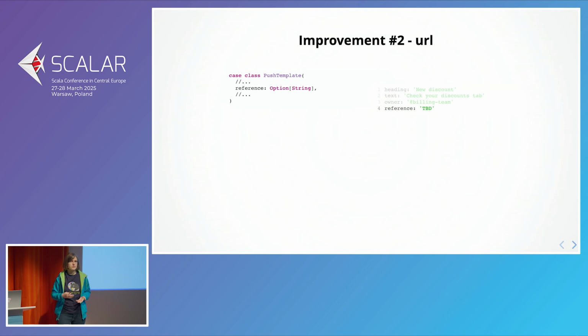So let's see a couple more improvements that we can do with Iron. Let's look at the reference. This is the reference to some kind of documentation, maybe Jira or Confluence. And if we're using plain strings, then we can merge a template like that. So someone, it's to be defined. They just forgot that they were supposed to provide this link later. And we don't want such a template to exist in our system because we want the clarity.